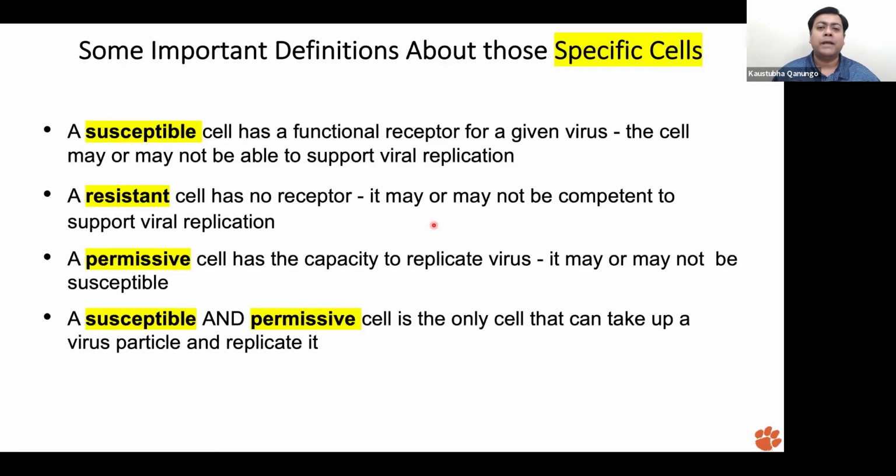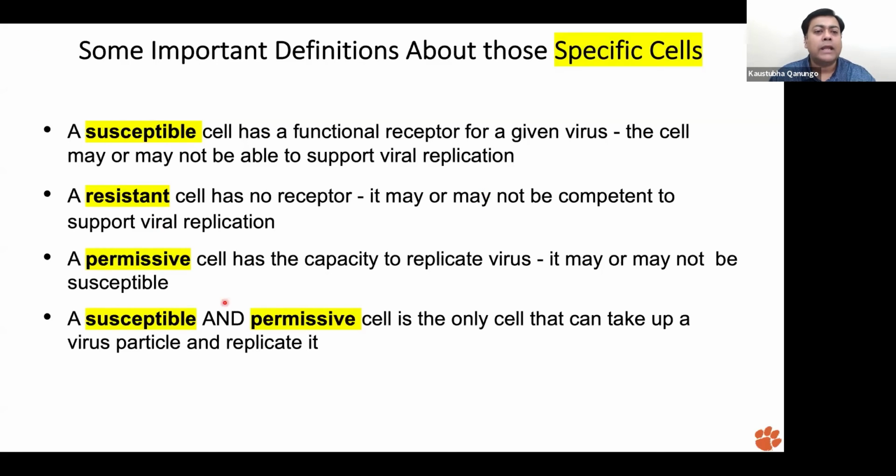But the take home message is that somehow, with a vehicle, we have delivered the virus so that it can enter the cell without the receptor. This is done artificially. If the virus gains entry into the cell, the cell may support replication or may not support replication. So you have both things that can happen.